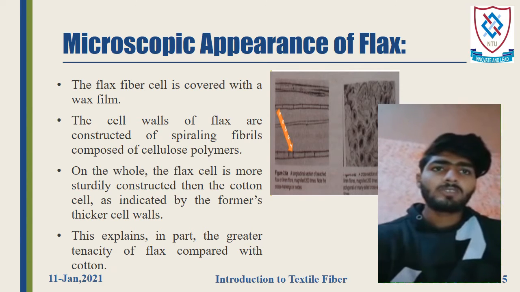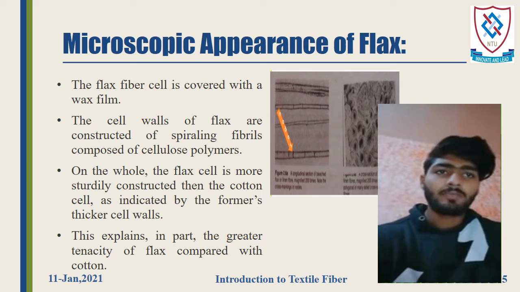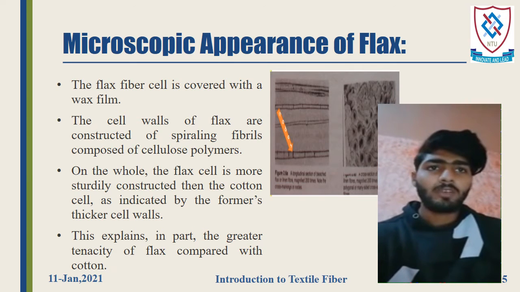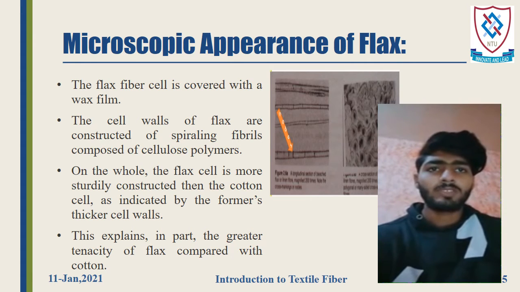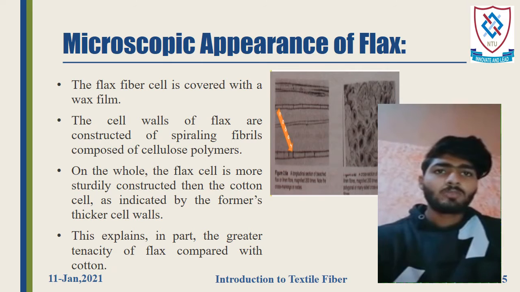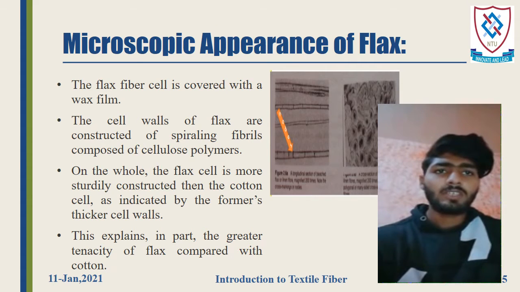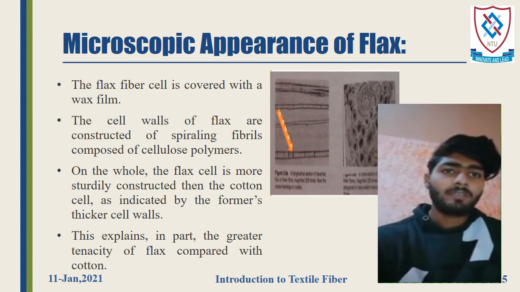And the cell walls of the flax fibers are constructed of spiraling fibrils, which are composed of cellulose polymers. Means because it is a cellulosic fiber, its spiraling fibrils are composed of cellulosic polymers, about 90% of the cellulosic polymers. The fiber cell is more sturdily constructed than the cotton cells, because of the former's thicker cell walls.